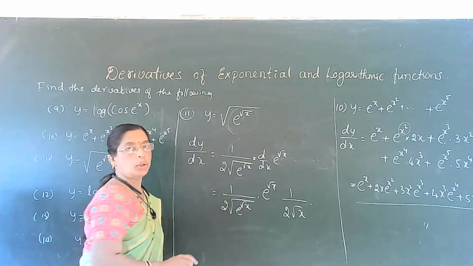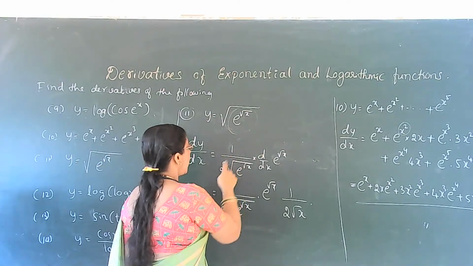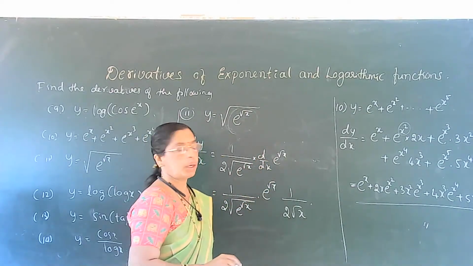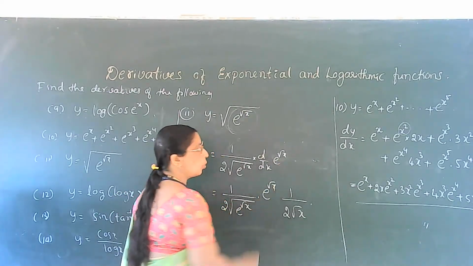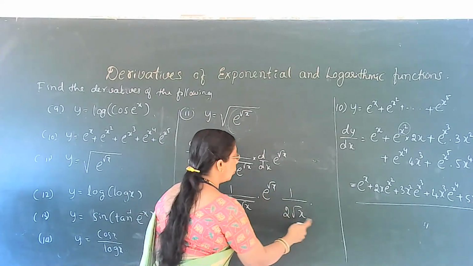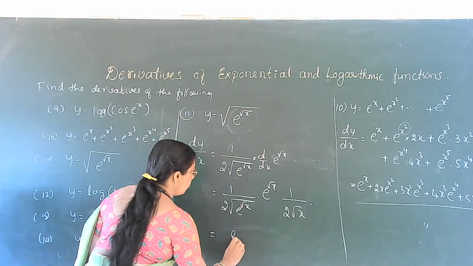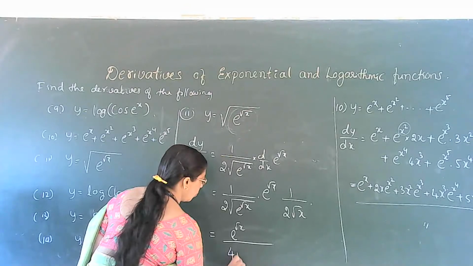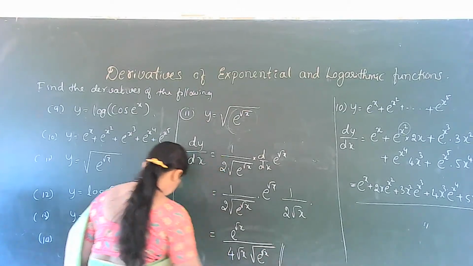Here, 1 by 2 root of e to the power root x, into the derivative of e to the power root x. Then 1 by 2 root of e to the power root x. The derivative of e to the power root x is e to the power root x into 1 by 2 root x. Therefore, you can write it as e to the power root x divided by 4 into root x into root of e to the power root x is the answer.